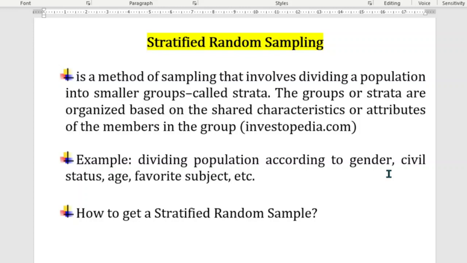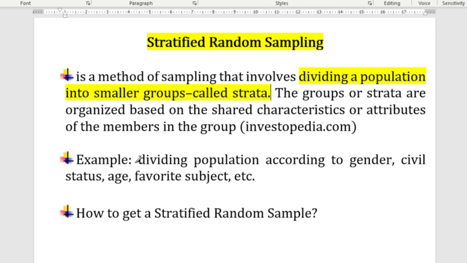How do we get a stratified random sample? Let us first define what stratified random sampling is. It is a method of sampling that involves dividing a population into smaller groups called strata. Singular is stratum. The groups or strata are organized based on the shared characteristics or attributes of the members in the group. That is according to investopedia.com.